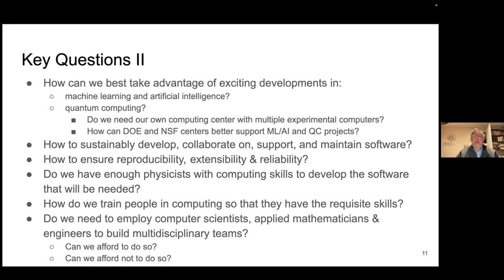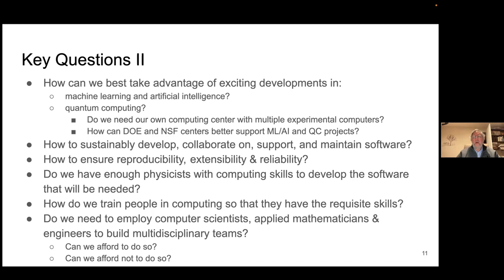So how do we best take advantage of the exciting developments in machine learning and artificial intelligence? Similarly, quantum computing. Might we need our own computing center with multiple experimental computers, particularly for quantum computing? Can the DOE and NSF centers better support our needs for machine learning, AI, and quantum computing projects? That's assuming we're not going to just deal with them ourselves, but the DOE has been asking us to make better use, particularly in the experimental community, than they have in the past, of their high-end computing.